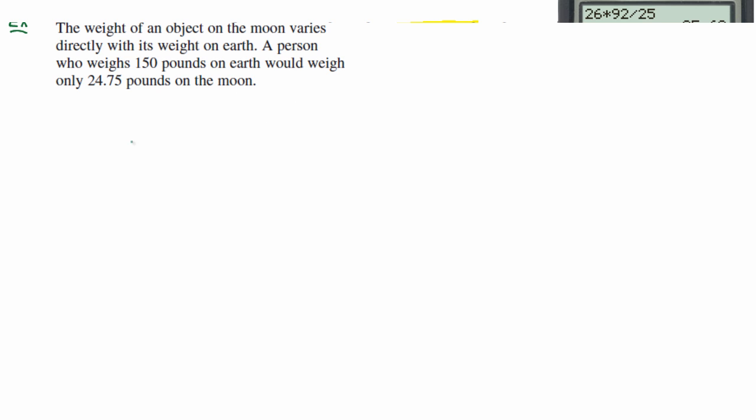So first of all, they're not really asking me anything, so maybe I should probably ask a sub-question here. How much would you weigh on the moon? I like this kind of question where I'm not telling you what to plug in necessarily. Instead, I'm just saying how much would you actually weigh on the moon?